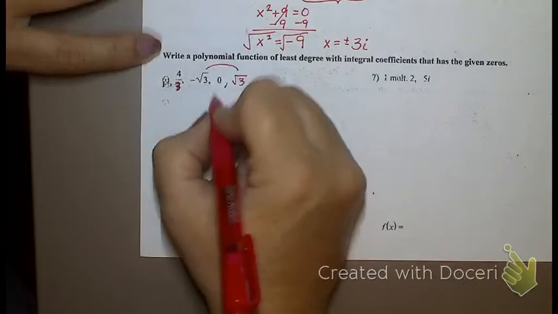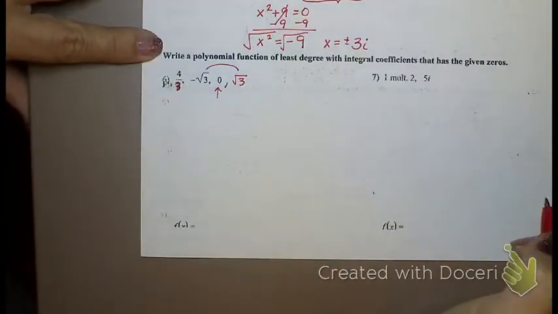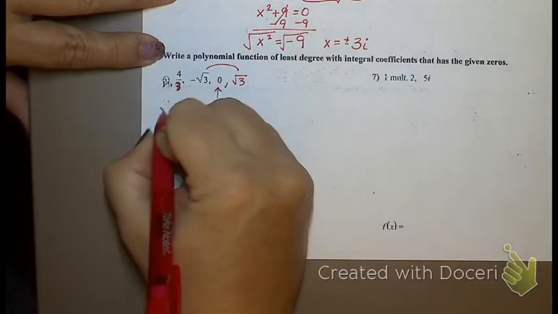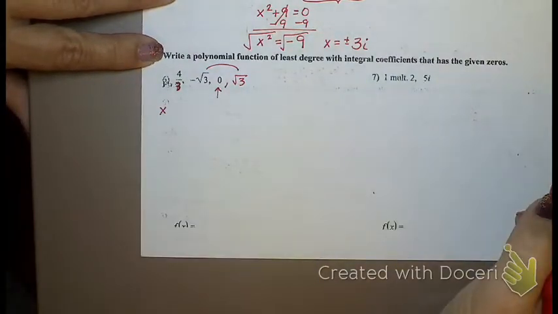The other thing I notice is I have a 0 of 0. What does that mean? That means I have an x out in front. What if that 0 had a multiplicity of 2?